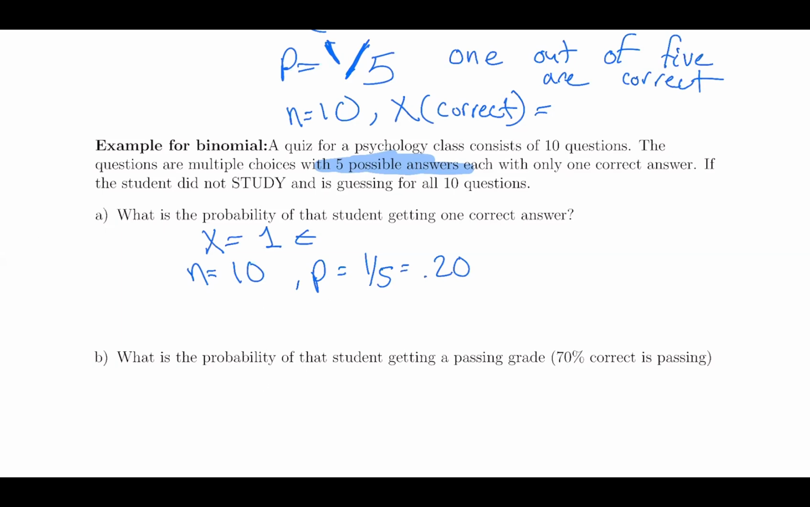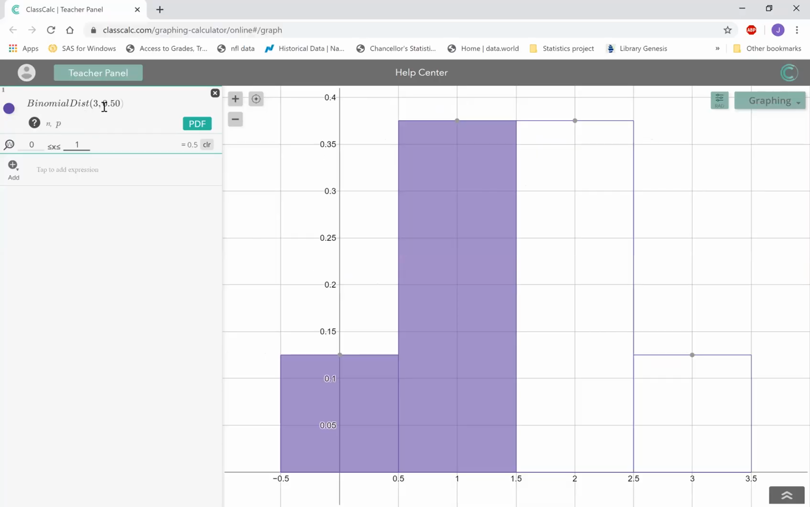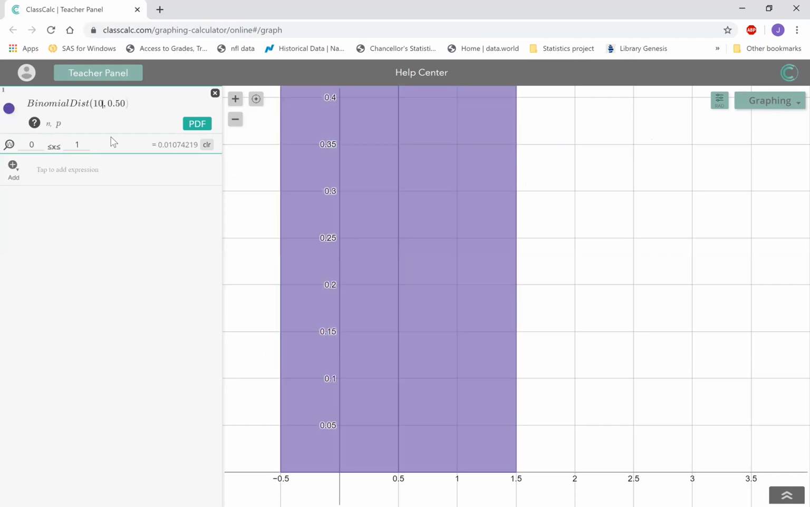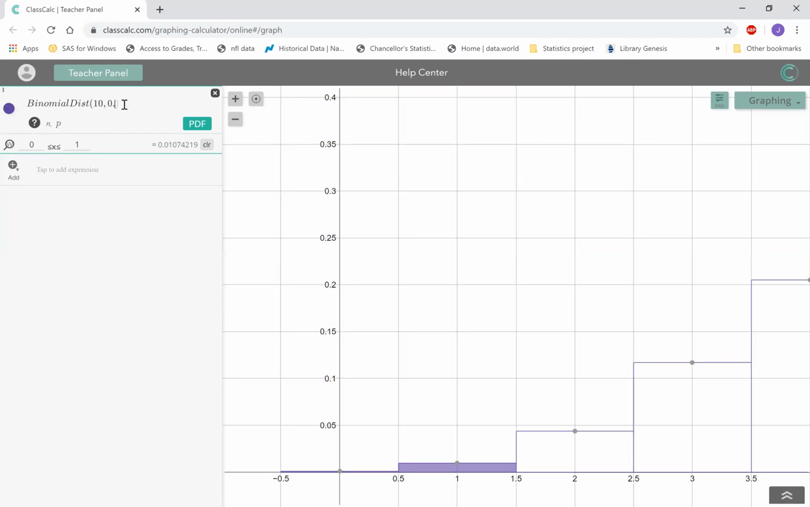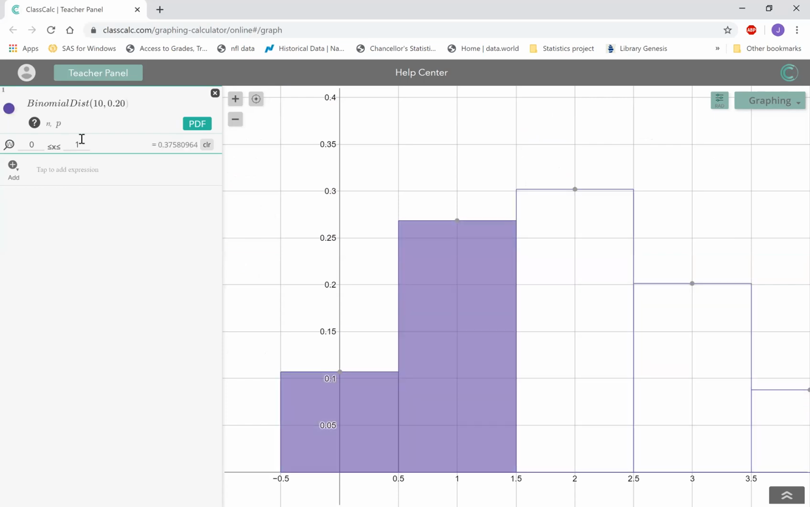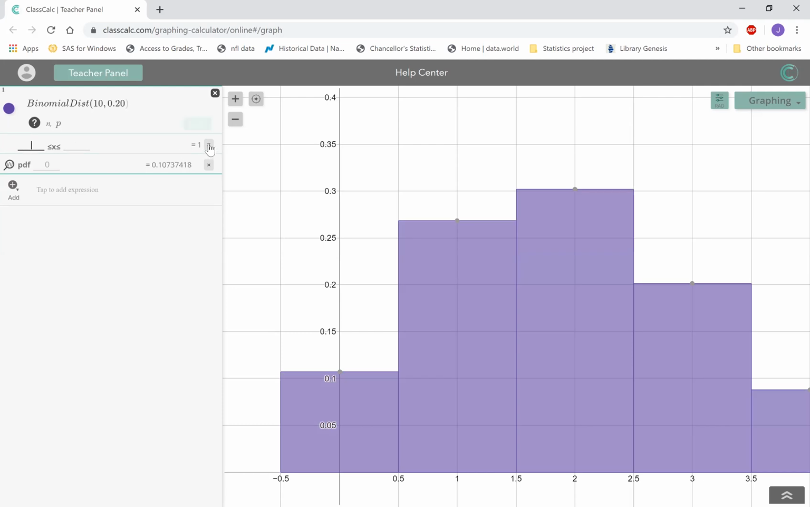All right, so let's go ahead and switch over to ClassCalc and do that problem. We'll do share. We have to change this to 10. We have to change this to 0.20. And for this one, since we only want to find the probability of them getting exactly one question correct, you want to do PDF, because you don't want a range, you actually just want one value.